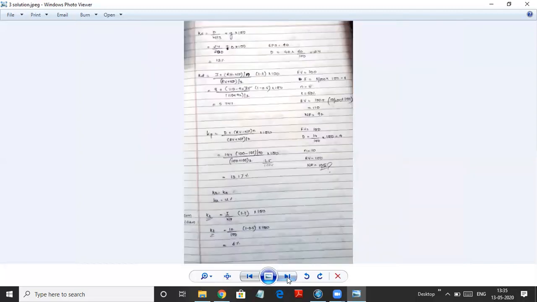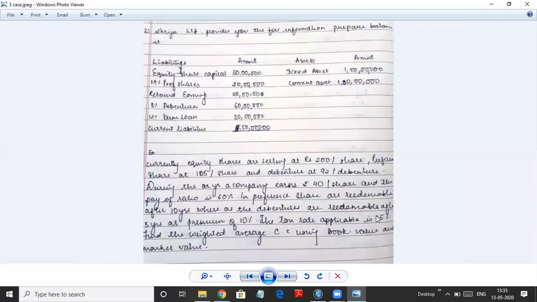So the tax rate is actually 50%, not 15%. I think there's an error here. So this is 50%. It's not 15%. We need to change this one.